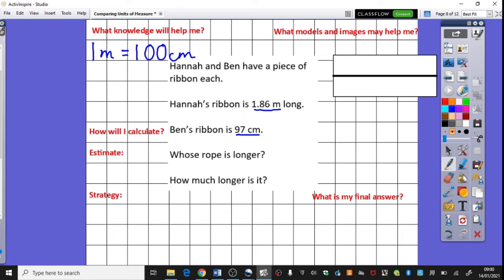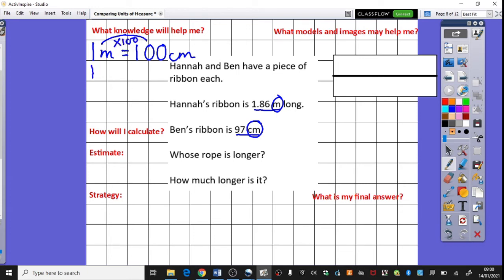So what I want to do is I want to change these into the same unit of measure. Well, actually, I'm going to convert mine. You could convert them into metres, but I'm going to convert mine both into centimetres. The reason being is I feel more confident with whole numbers rather than calculating with decimals. So, how do I go from 1 metre to 100 centimetres? Well, I times by 100.